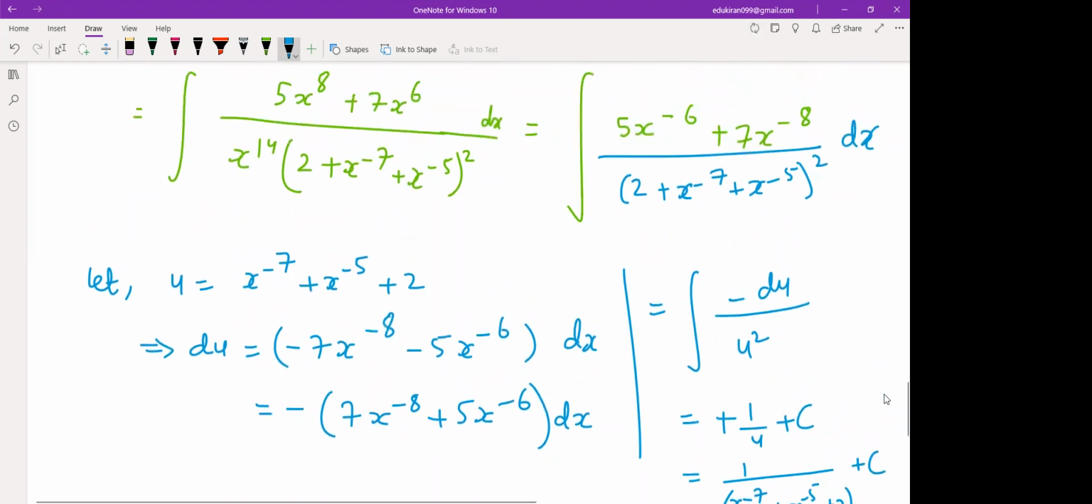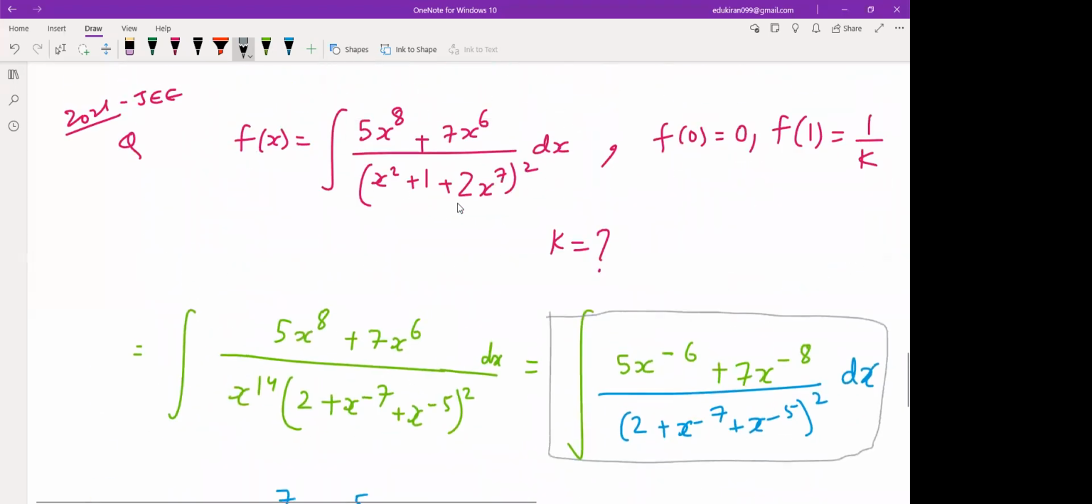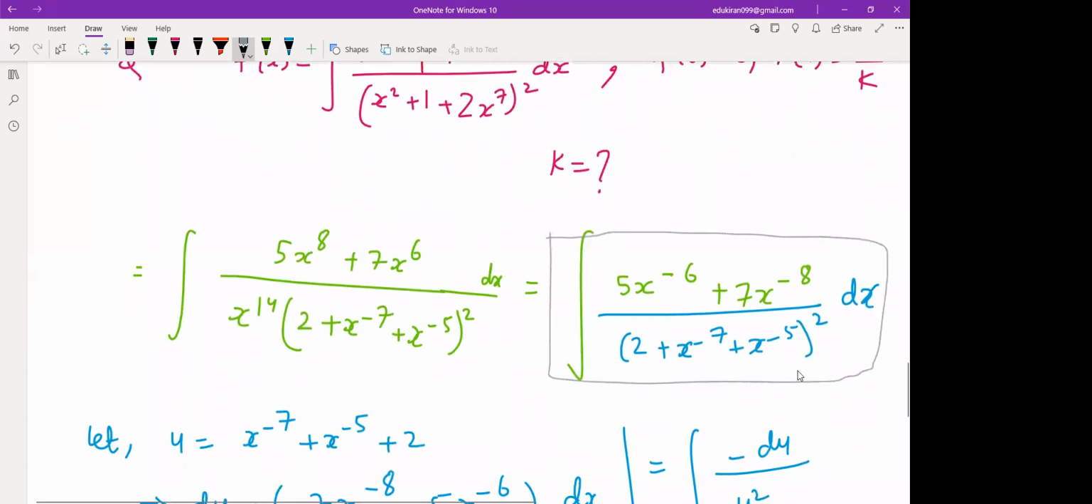So it is not an easy question. If you think about it, it is quite difficult to get this idea. From here it is not difficult. If you come till this step, then you have to take some time to think that the denominator's derivative is the numerator. Earlier I was thinking that it is not the case, but it is the case. But before that, taking x to the power 14 common and dividing the numerator by this is quite a difficult task.